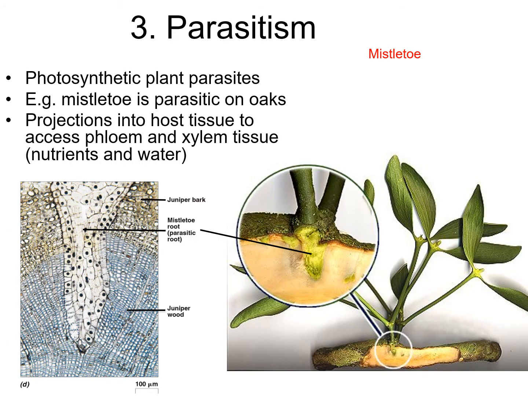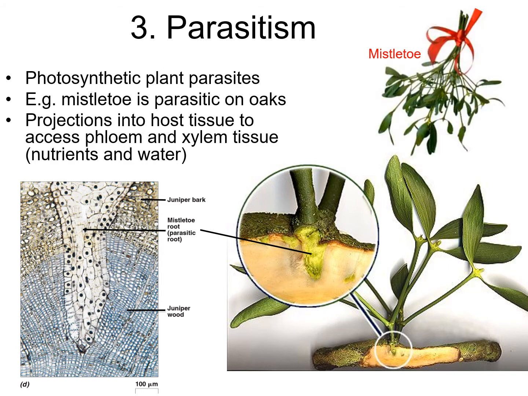Okay, so we're going to move on. The third one is an organism that is parasitic. Now, you're probably familiar with parasites as pathogens. Parasitic plants are really cool because they do a lot of things that normal plants do, in that, for example, they're photosynthetic. One of the examples is mistletoe.